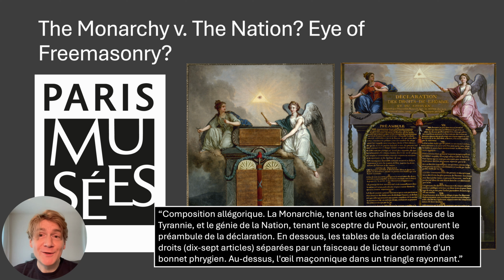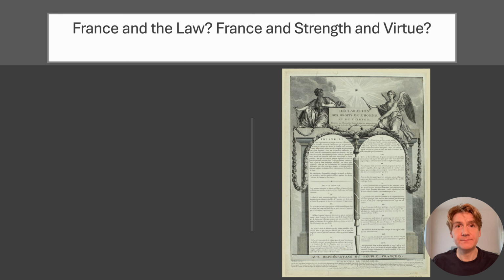France also includes the people, so the nation in this sense, which leads to questioning the second allegory on the right. It is doubtful that it is an allegory of the nation, because this was, in political and legal terms, a completely new concept. So to help us, we can have a look at other representations of the declarations of the rights of man and the citizen.